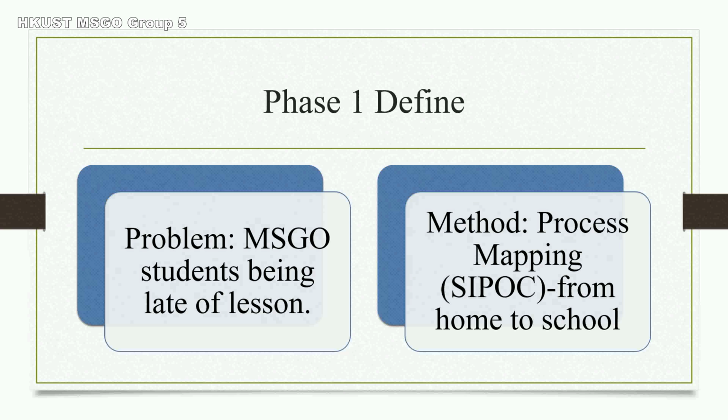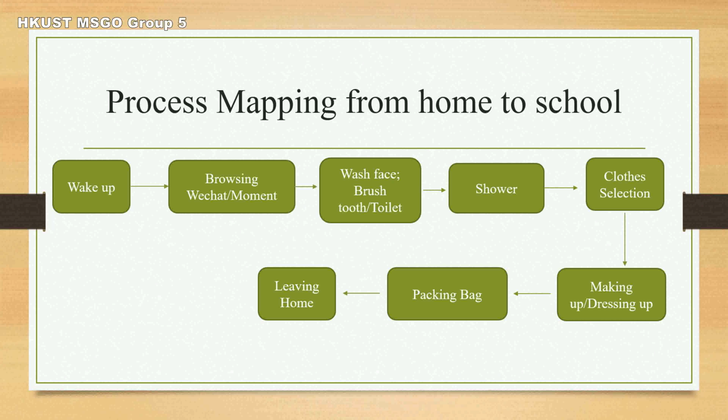The first phase of the DMAIC model is define phase. We define the problem through process mapping. As shown in process mapping, a student may go through these following processes from waking up to leaving home.